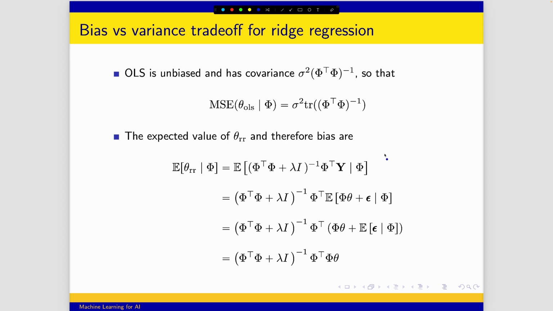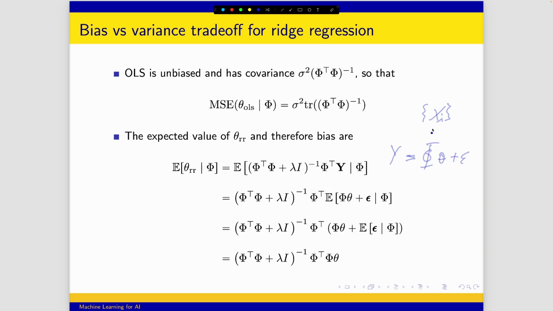Okay, now what is y? Y is equal to design matrix times theta plus epsilon. So let's put that in here. So we get this once we condition on phi. Importantly, we are conditioning on the design matrix. Now equivalently, we are conditioning on all of the inputs, right?